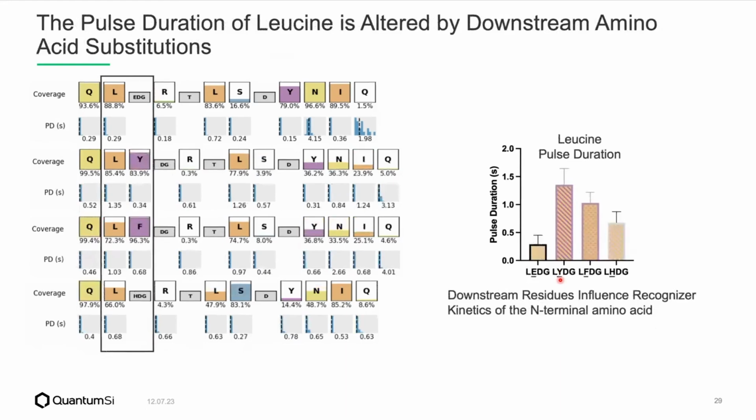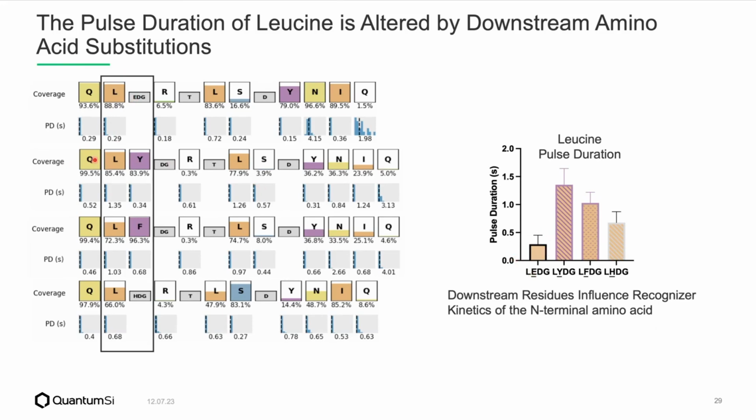Now, this is a separate case in which we've made a mutation a little further into the protein sequence. In this case, we're taking this glutamate residue and mutating it into one of a couple of other amino acids. In the original wild-type sequence, this glutamate is invisible, but it does influence the kinetics of the preceding residue, which is this leucine. So with leucine in this second position, just ahead of the glutamate, we have a pulse duration of approximately 0.2 seconds, which is shown here.